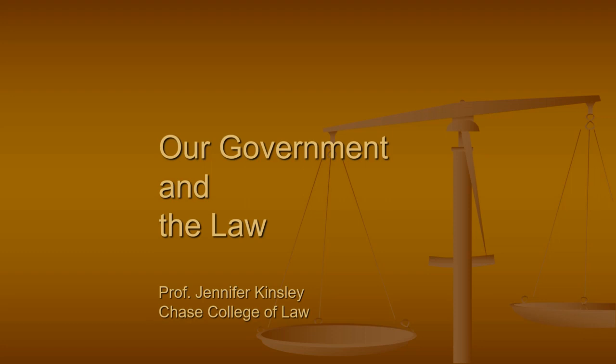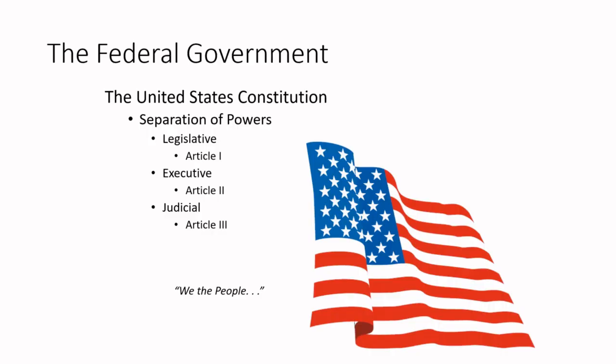First, the federal government, which covers the entire United States, and then the individual states themselves. We'll start off by talking about the federal government. As you well know, the federal government is governed by the United States Constitution, and the Constitution contains separate articles which set up three different branches of power.